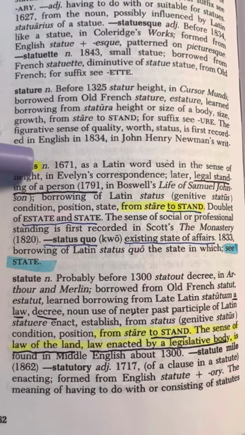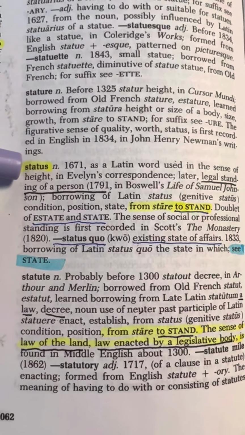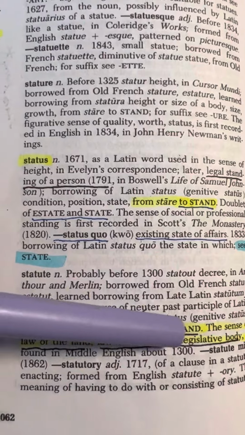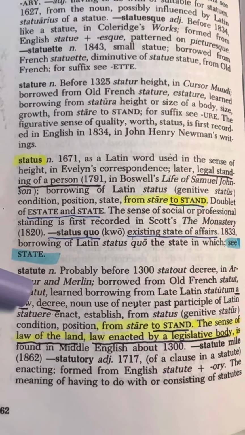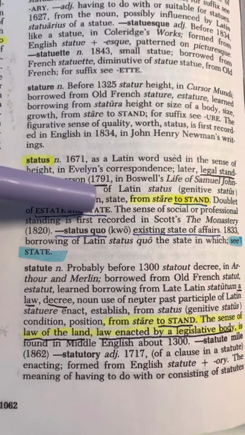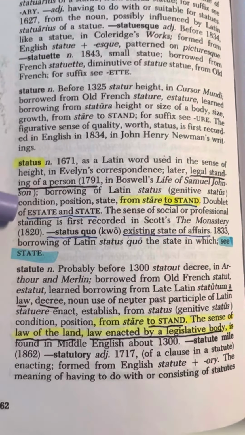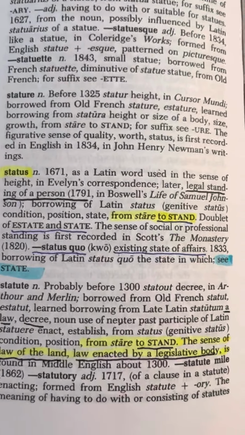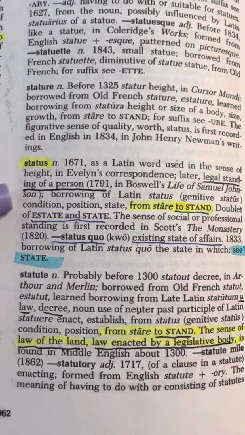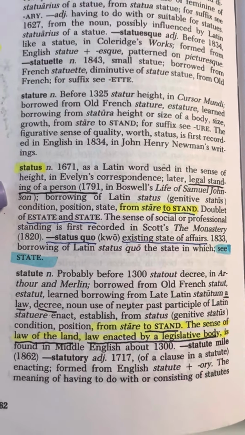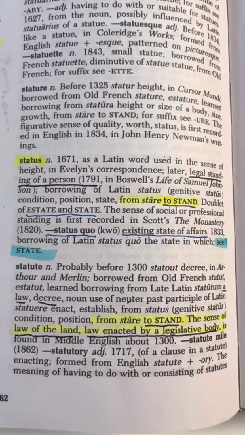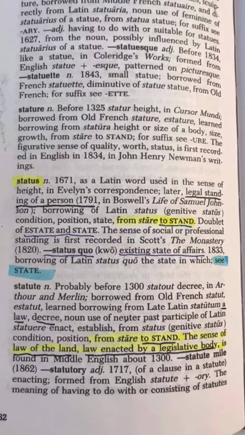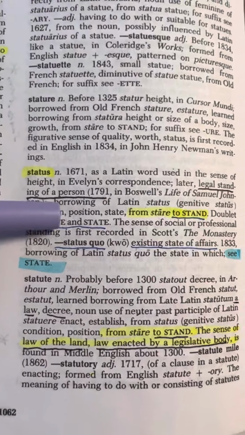So if state means status, and status means where you stand, and statute is where you stand, then you could say that statutes are for people in certain states according to where they stand, and they stand in a state. But all states are not the same. There's abstract states, there's federal states, there's private states, there's independent states, there's dependent states. It's wherever you stand.